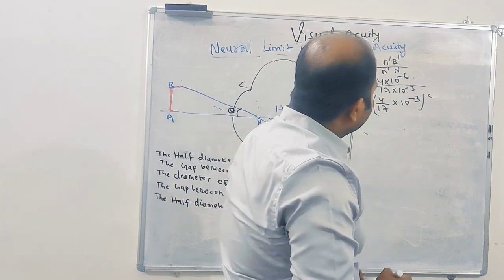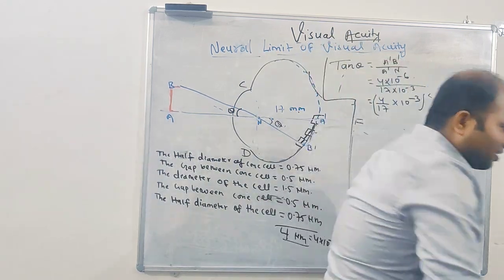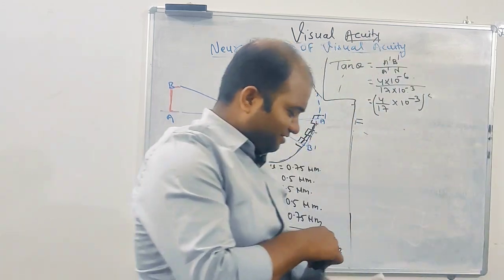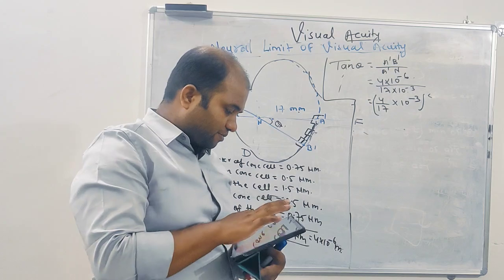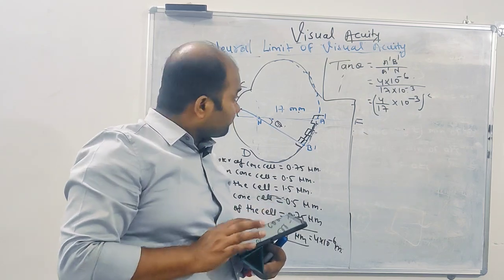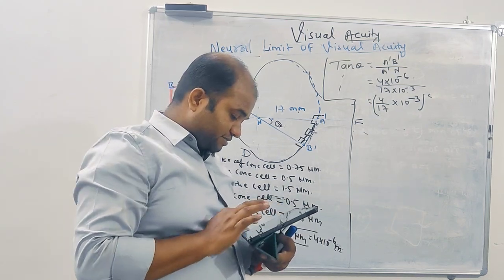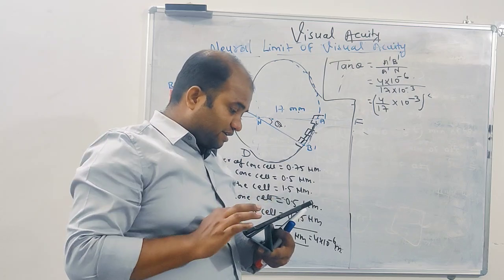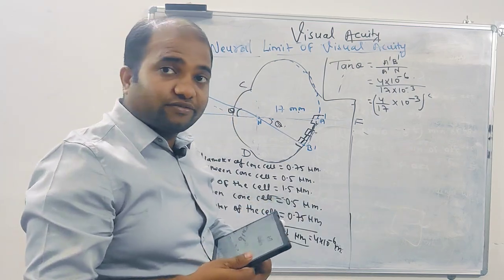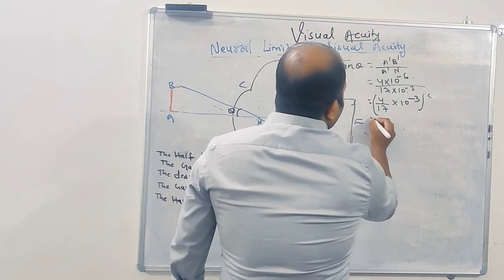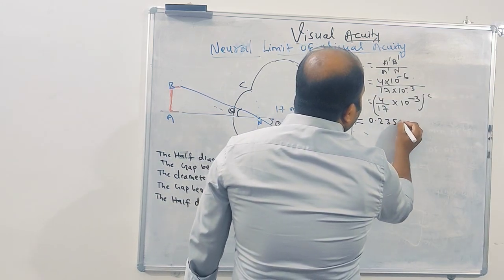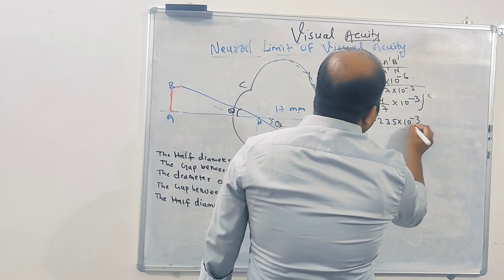4 by 17, how much? Again we'll take the help of our calculator, right? Along with me, at least you people can calculate now. So 4 by 17 is 0.235. So 0.235 into 10 to power minus 3.